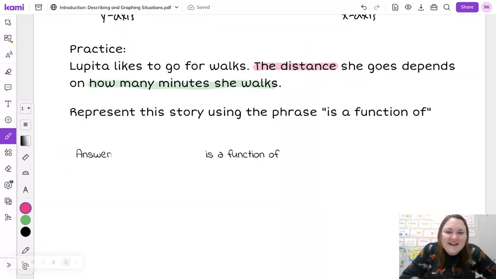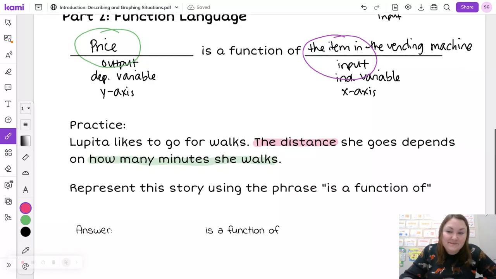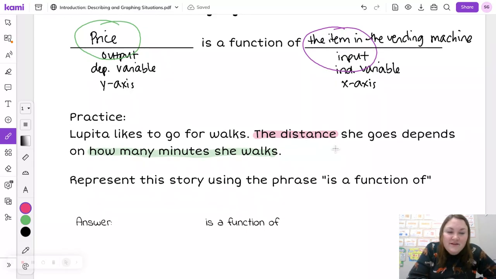So I've gone ahead and I've got us started, but the starting point for this is always going to be identifying what is your input and what is your output. And if you want, you could use the words independent and dependent variable. It's the same idea, but I cannot write this sentence until I know those things. What's my input and what's my output? In this story, the way I personally do it, it uses those words depends on, so that helps me know if the distance is the one that depends. It helps me know that it's my dependent variable, or in this situation, our output.